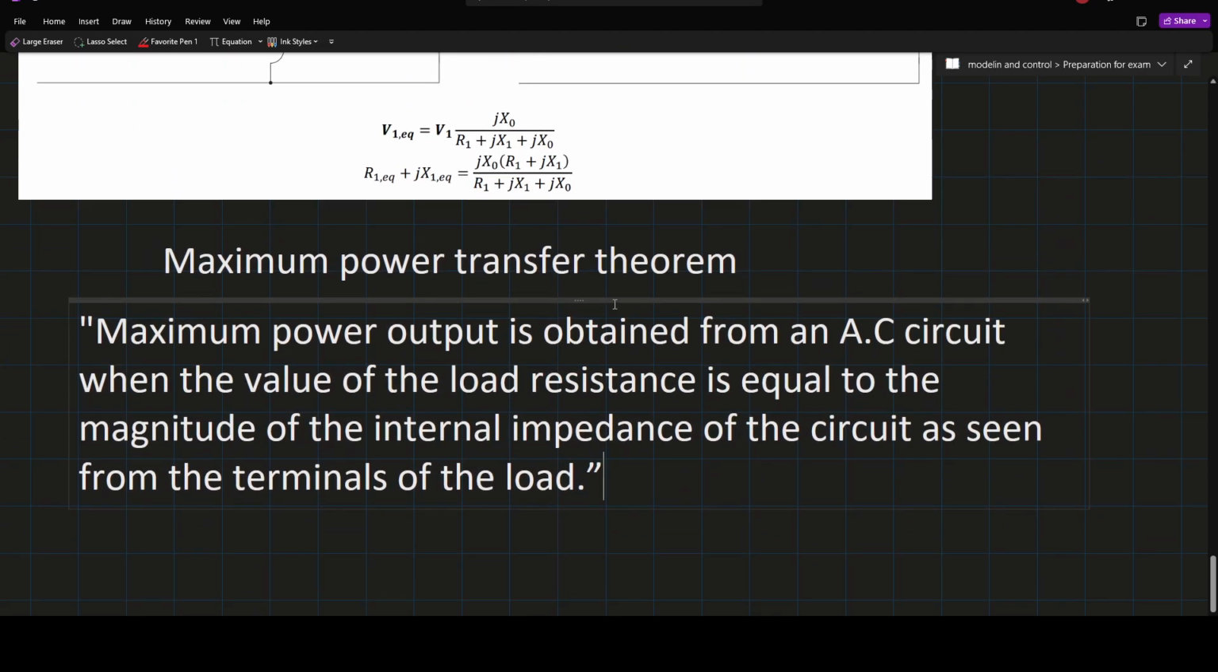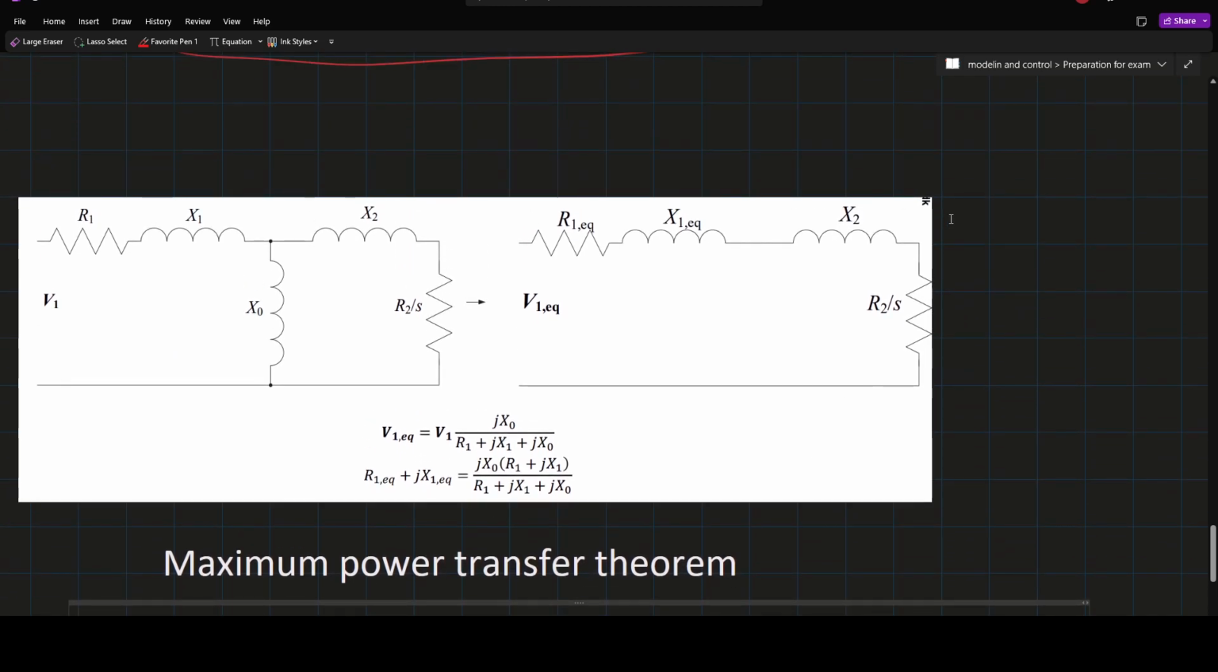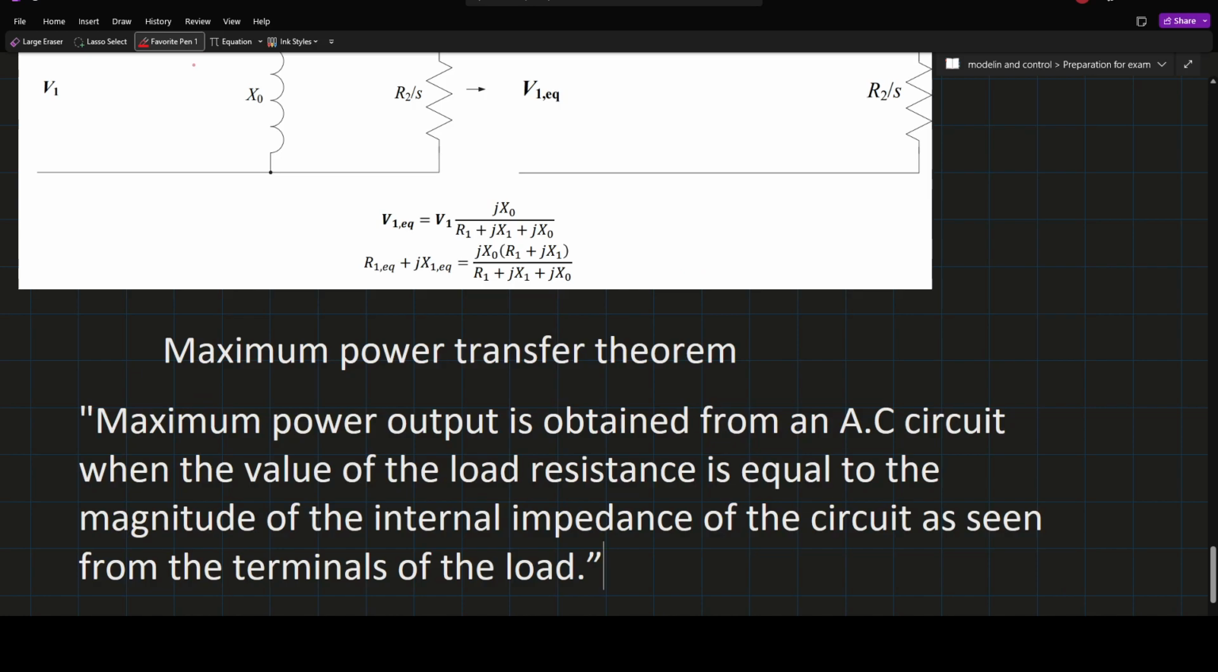So the maximum power transfer theorem says that the maximum power output is obtained from an AC circuit when the value of the load resistance is equal to the magnitude of the internal impedance of the circuit at the terminals of the load. Okay, so here we're gonna have our load resistor RL, and this will be our internal impedance.